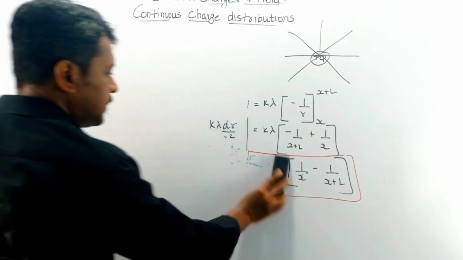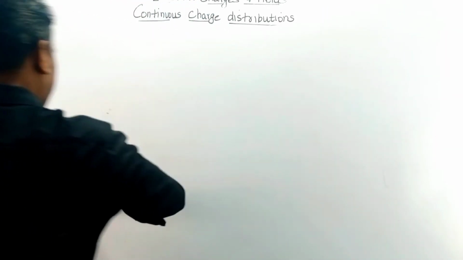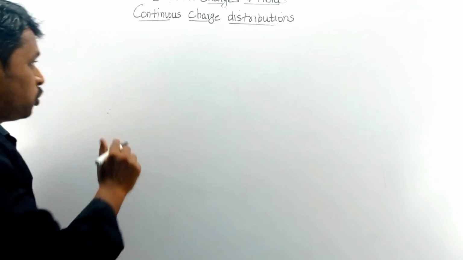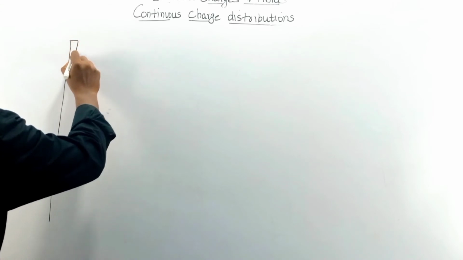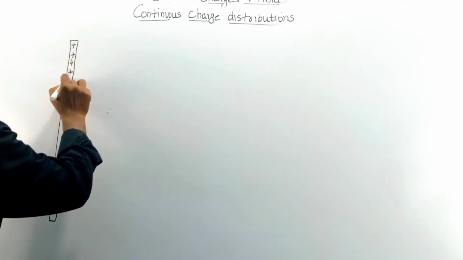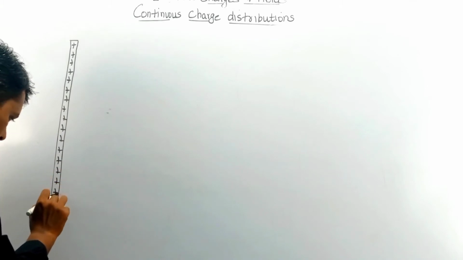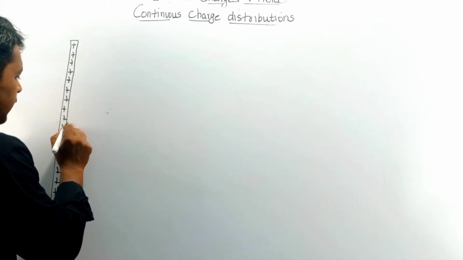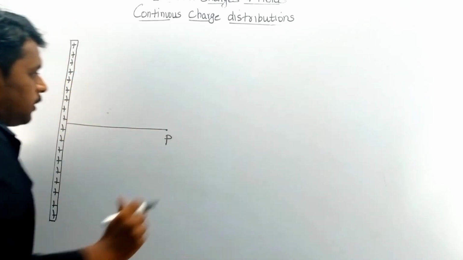We will see another example. Here also I'm going to see another linear charge distribution arrangement. I'm taking a very long conductor with positive charges, and I am going to find the net electric field at a point P here.